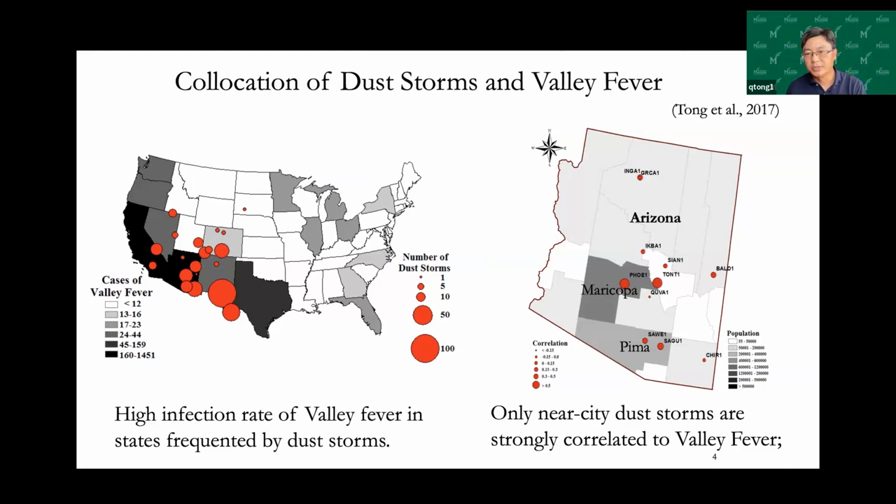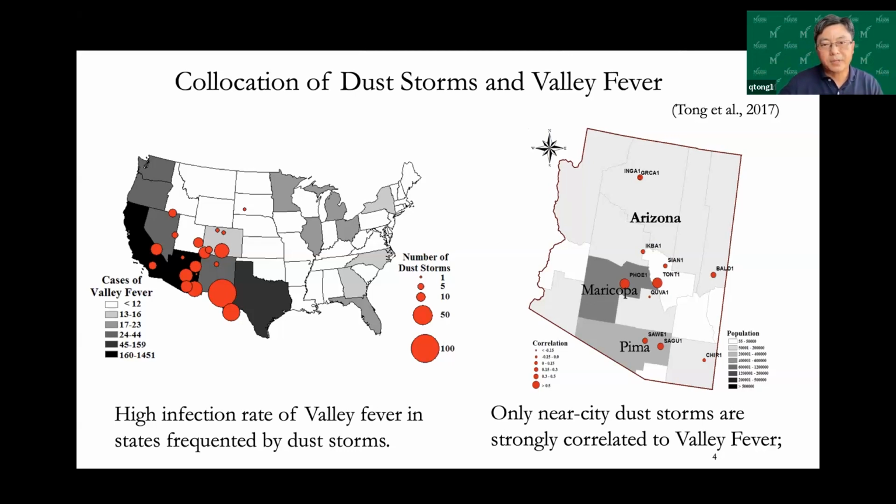And we also looked into 2 endemic regions, Maricopa County and Pima County in Arizona. And only the dust storms that are close to the city centers have a stronger correlation. So it's pretty much like local dust storms causing a higher infection.